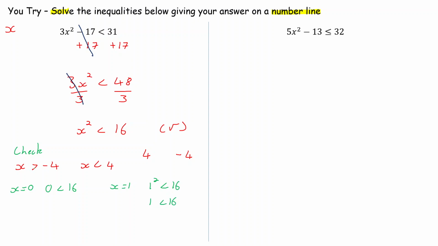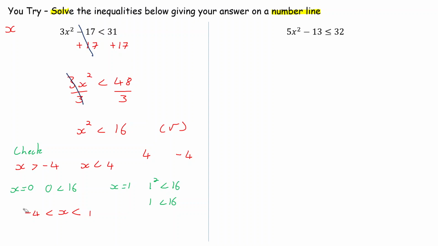So this is the way that I write my inequality signs, but then just to finish up, I can write it as a single inequality because it is between the two values. I can write it as x being greater than minus 4. That means bigger than minus 4. x is bigger than minus 4, but it must be less than 4. So between minus 4 and 4.